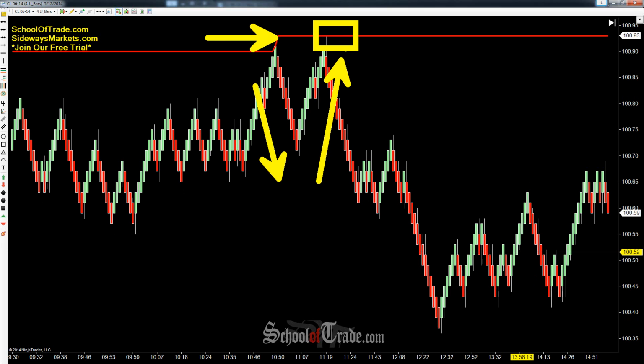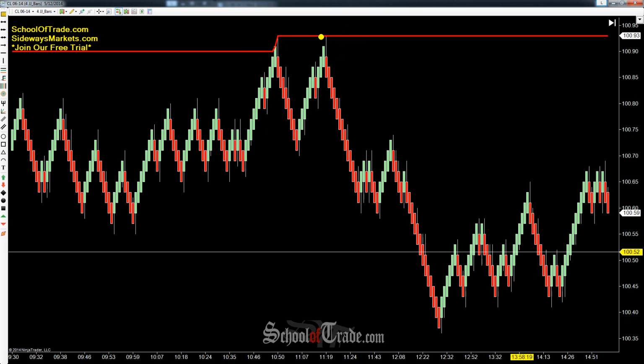and we have that second test up here. Now, a double top can look a little bit different from time to time, but preferably what you want to see is an exact test, meaning right here it doesn't go one tick above it, not even a tick above it. It tags it immediately and then falls straight back off again.